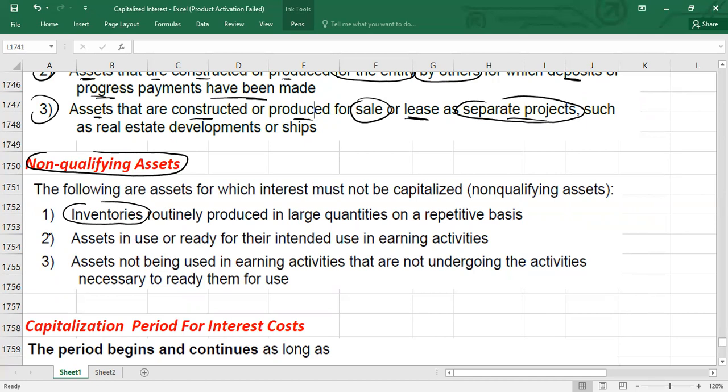The second point is the asset in use or ready for its intended use. If you have any asset which is already in use or already ready for its intended use, then again it falls under non-qualifying assets. Point number three is the assets not being used in earning activities, and not undergoing the activities necessary to ready them for use. You are not performing any activities necessary to ready them for use. If this is the scenario, of course, these are non-qualifying assets.